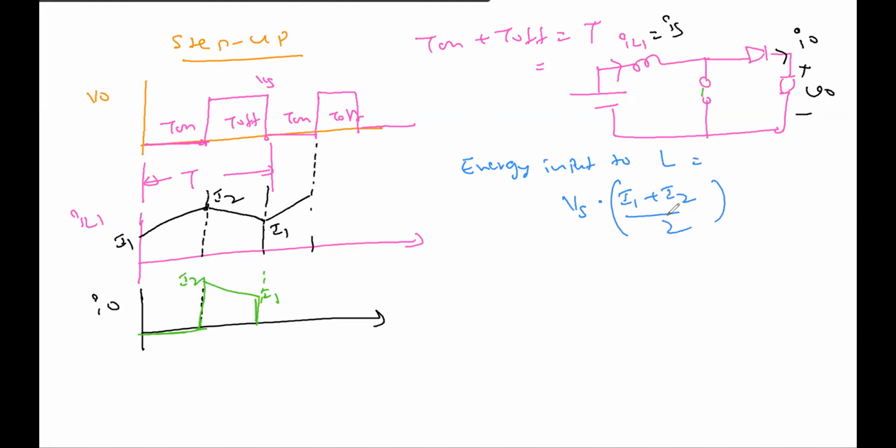This is basically VIT I am using. Average current I1 plus I2 by 2. And T is the turn on period. Energy input to the inductor. And during the off period, this is on, right? During on, when will energy input happen? During the on period.